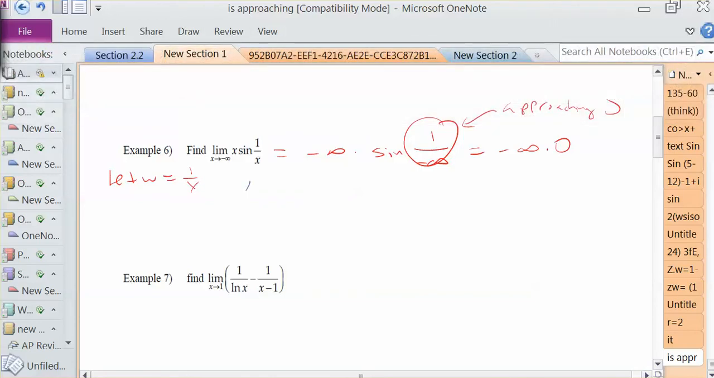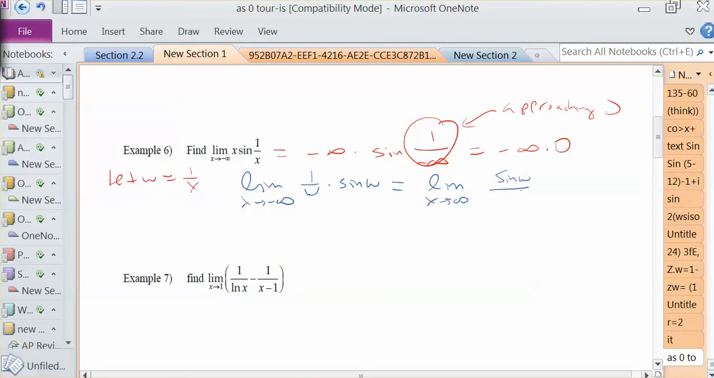If we do that, then we have the limit as x approaches negative infinity of 1 over w times sine w. Or it's the same thing as saying the limit of sine w over w. So again, if w equals 1 over x, then x equals 1 over w. And of course, that's going to be w itself.